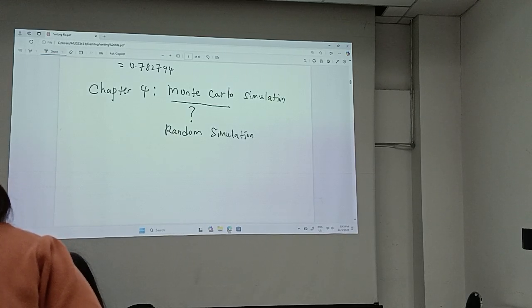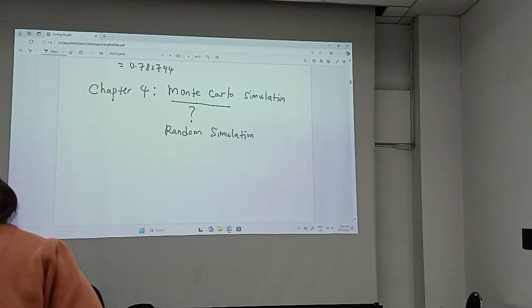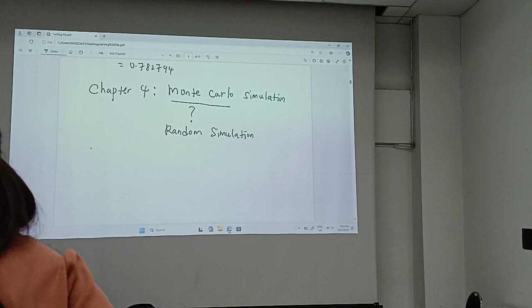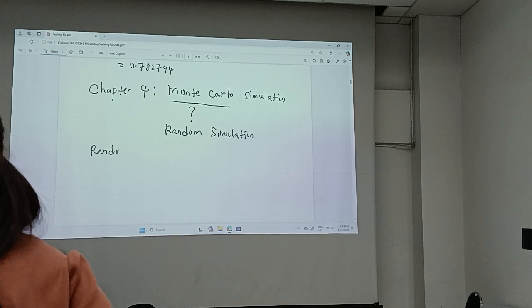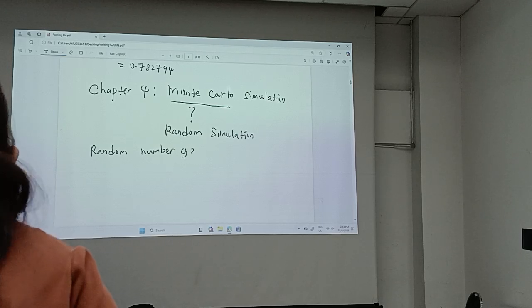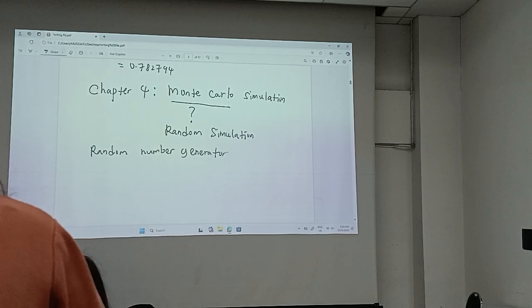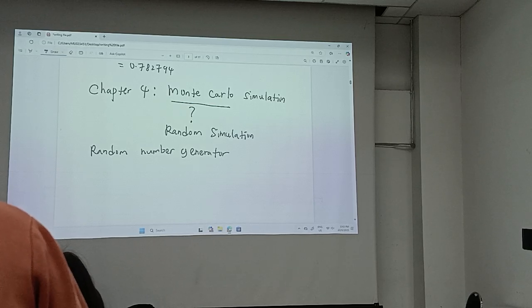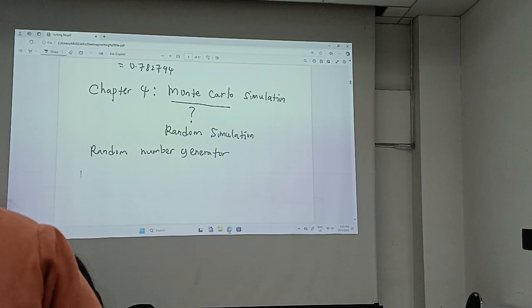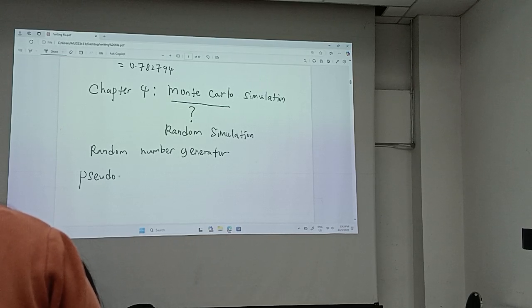So in order to be randomized, we need to generate random numbers. The algorithm we use to generate the random numbers, we call a random number generator. Later on, we're going to learn these random number generators. For your assignment, you need to use these random number generators to generate a series of random numbers. The random numbers we use in this chapter, we call pseudo-random numbers.